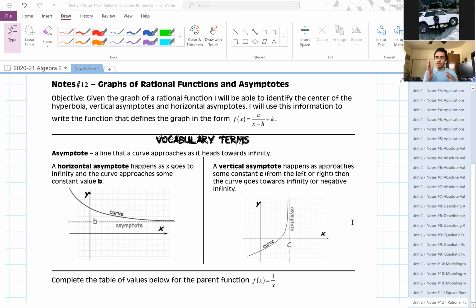So every rational function has a horizontal asymptote and a vertical asymptote, all right? They have both, every one, all right? So there's a little bit of a definition there, to give you an idea of what they are.